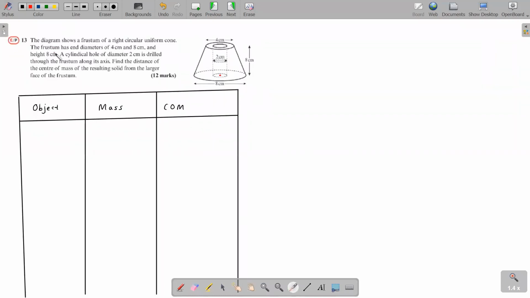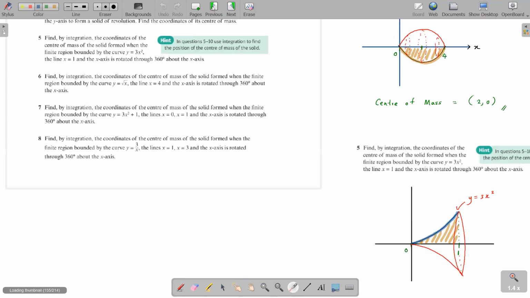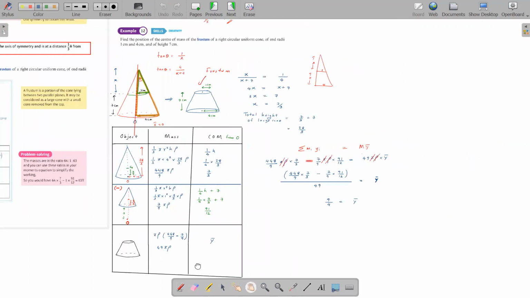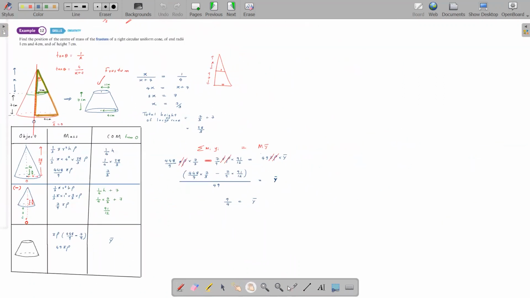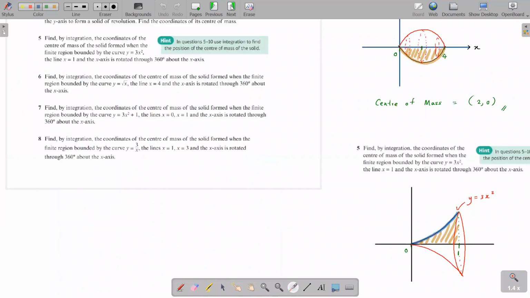They say here the diagram shows a frustum. In the previous video, I was showing you how to get the center of mass of a frustum. Do you recall? We did some work regarding that, in example 12 which I explained, and we learned how to find the center of mass of a frustum. So we have to apply that theory here.